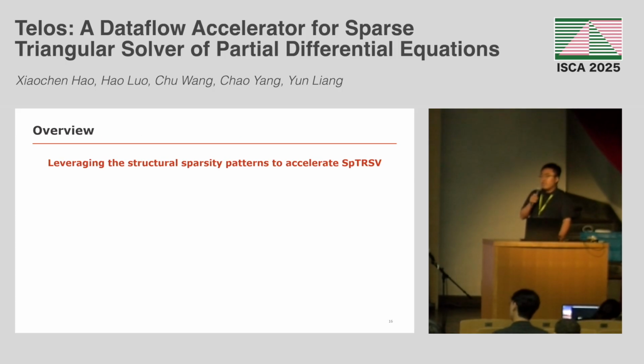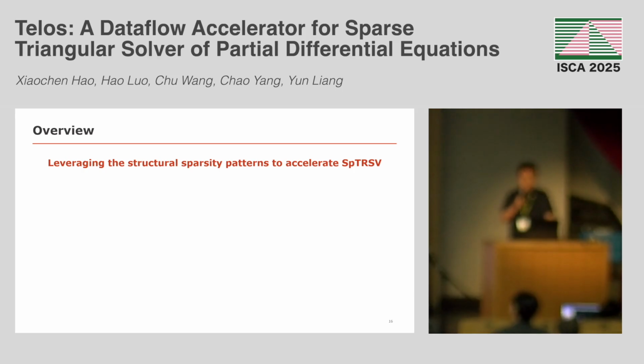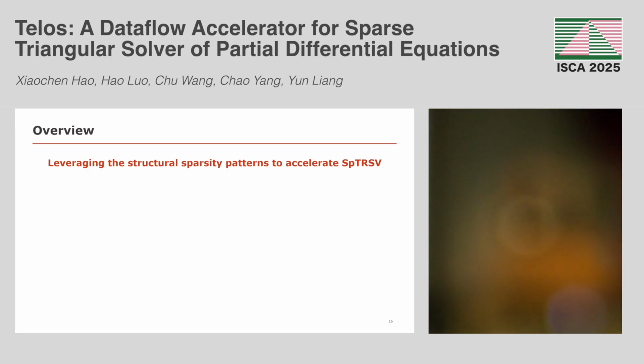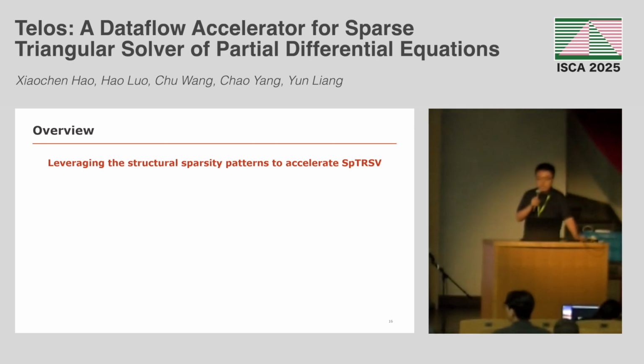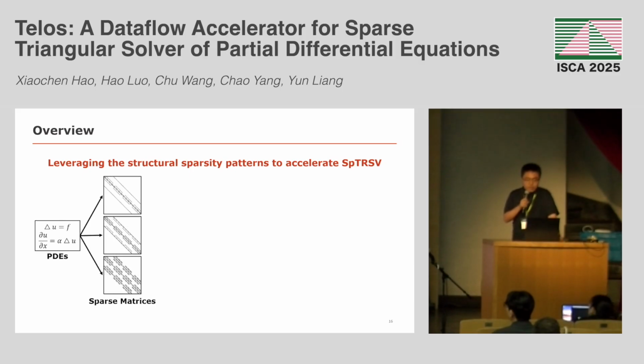While dataflow accelerators demonstrate significant advantages, designing an efficient architecture remains a challenging task. Our goal is to exploit the structural sparsity patterns inherent in PDE solving to accelerate the SpTRSV kernel. Different equations employ diverse numerical schemes, resulting in sparse matrices with distinct dependency patterns, which pose challenges for architectural support.